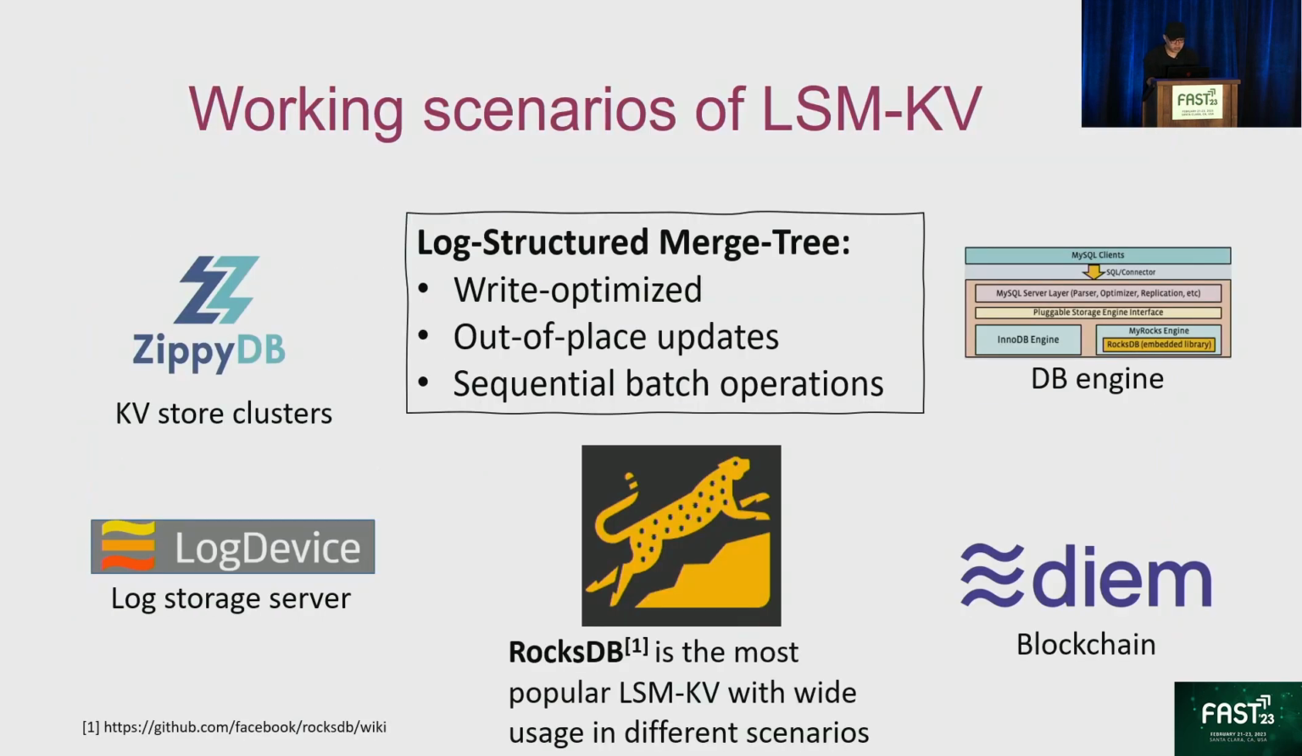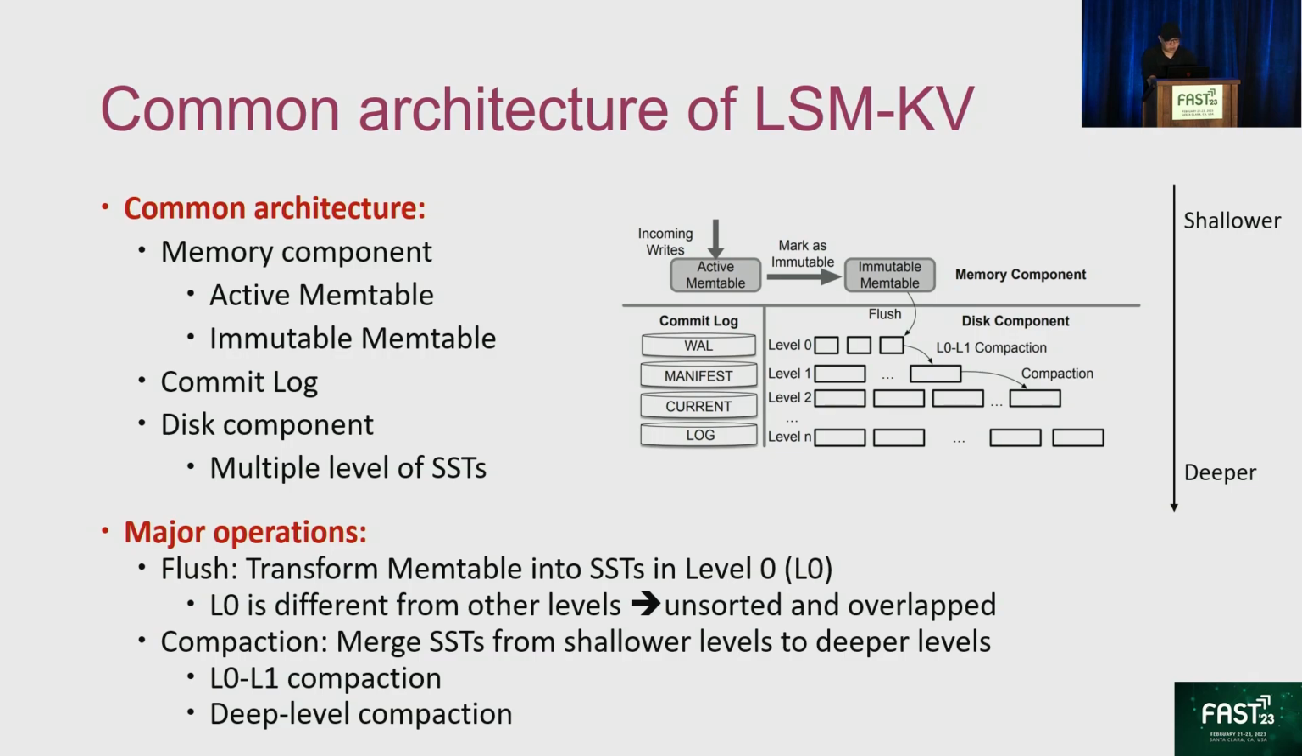So today, LSM-KV is quite a popular system and has been widely used in many different scenarios, like KV store clusters, DB engines, log storage servers, and blockchain storage. And in this paper, we choose RocksDB as the starting platform, since it's the most popular and representative one. So a typical LSM-KV system consists of three major components: the memory component, which buffers the newest changes in the active mem table; the commit log, which saves the operation records and ensures system consistency; the disk component, which stores the persistent data in SS tables and organizes them into multiple levels.